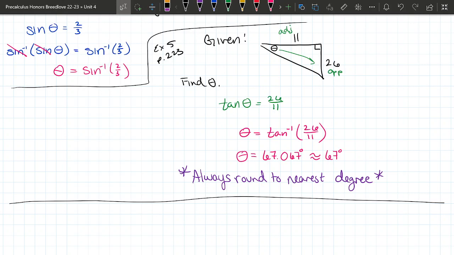All right, so the next example is example 6 in the book. And it's on page 224.